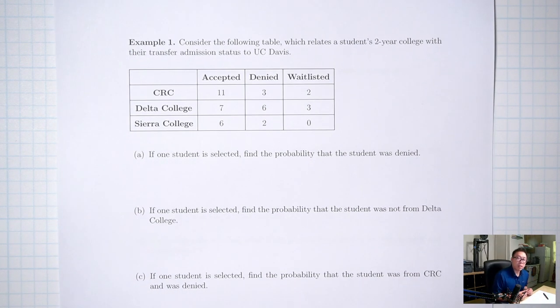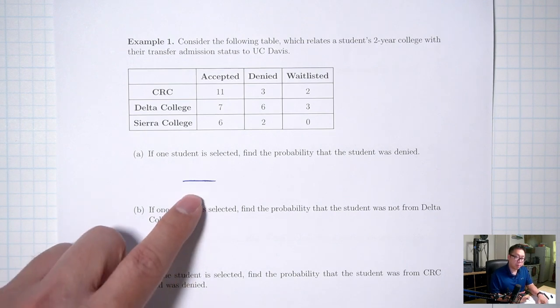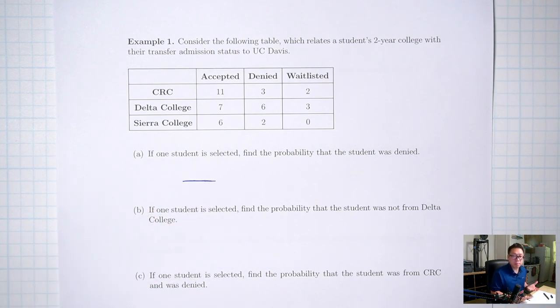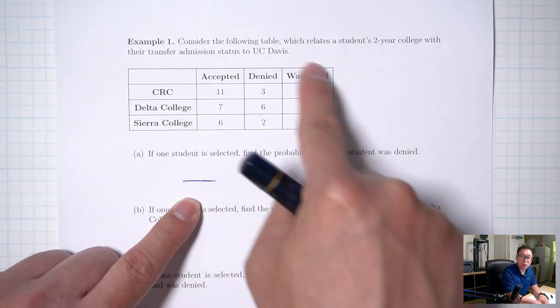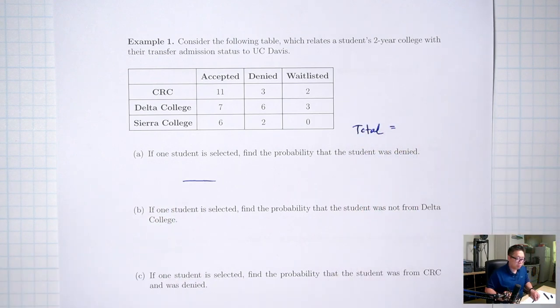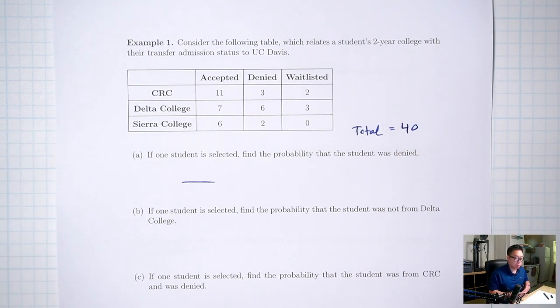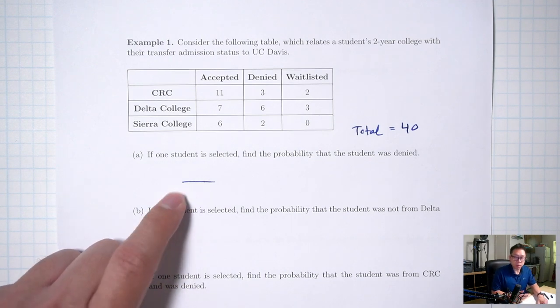Part A, if one student is selected, find the probability that the student was denied. Probability is going to be a fraction. We're talking about picking students here, so for the bottom, how many possible students could I have picked? That's just asking how many students are there total? So let's add up all these numbers and get a total. 11 plus 3 plus 2 plus 7 plus 6 plus 3 plus 6 plus 2 plus 0. 40. Okay, so there's 40 students total. So I could have picked 40 students. That goes on the bottom.